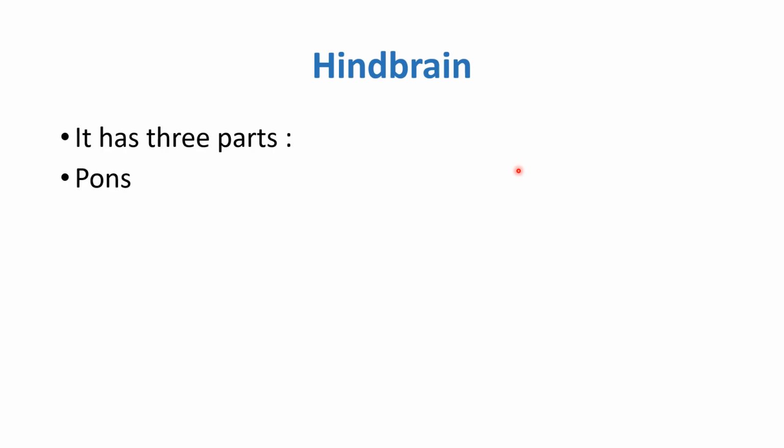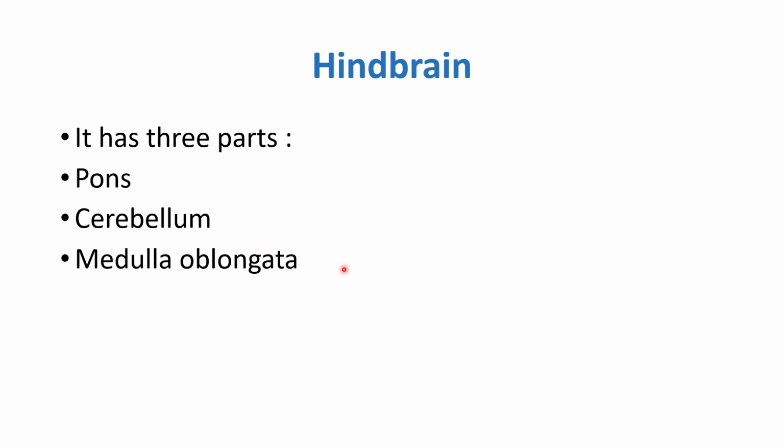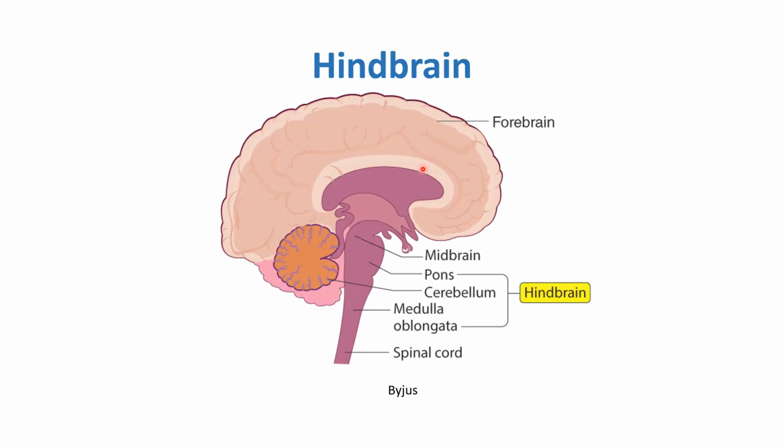Last part of brain is the hindbrain. Hindbrain further has three parts. Number 1 is Pons, number 2 is Cerebellum, and number 3 is Medulla Oblongata. Hindbrain के parts को समझने के लिए हम एक डायग्राम देख लेते हैं.